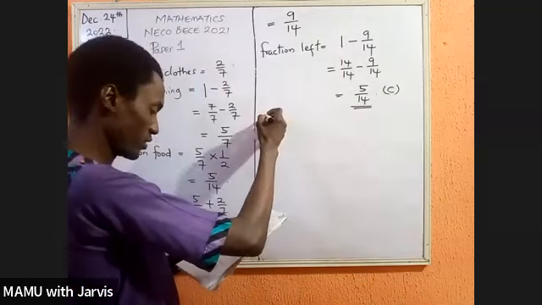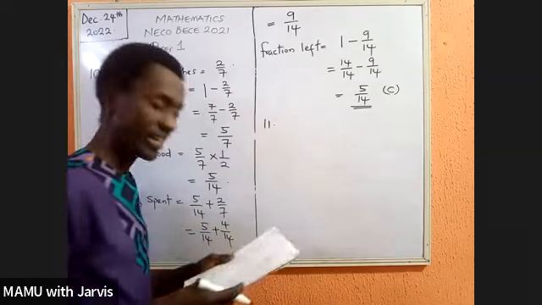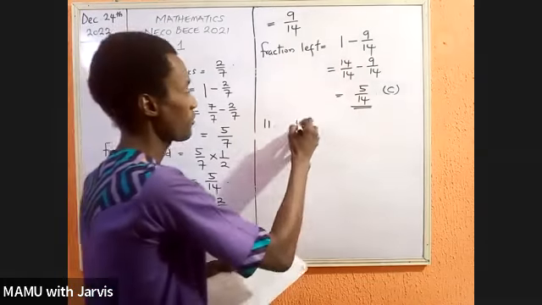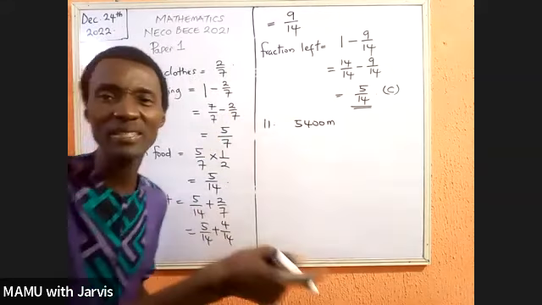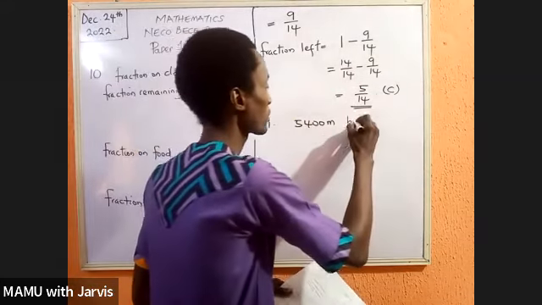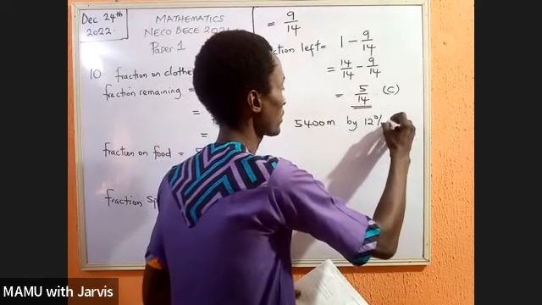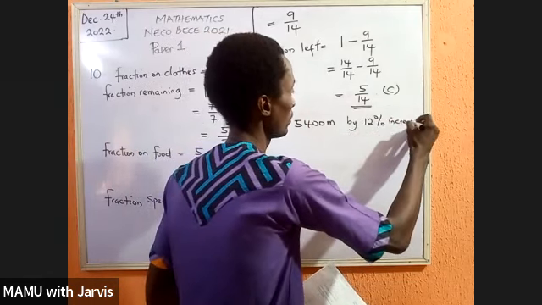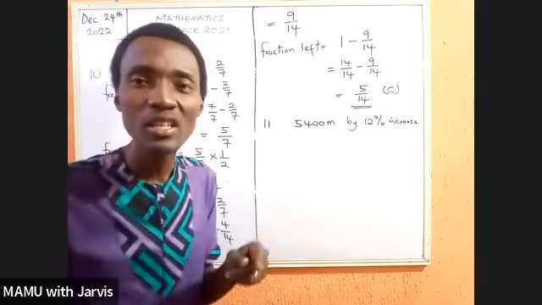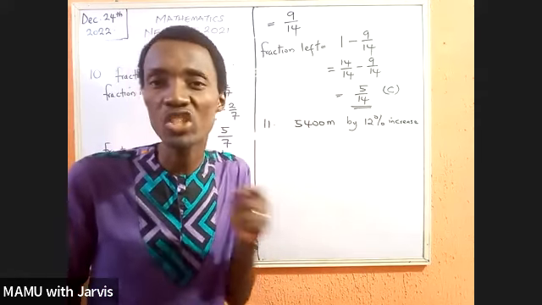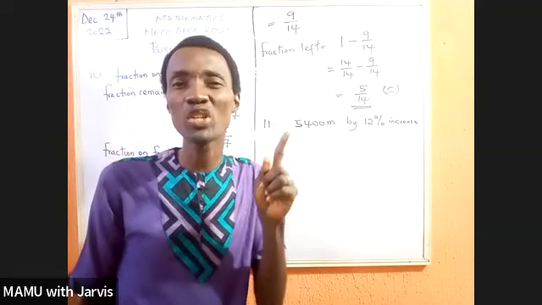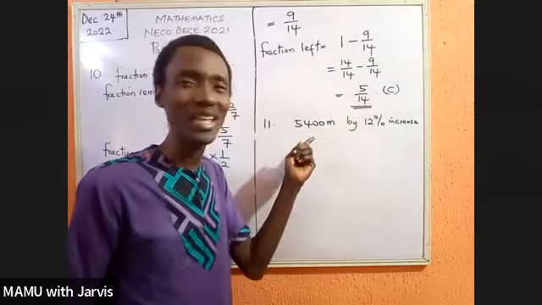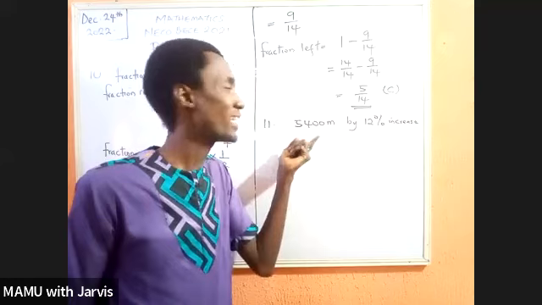Then we go to question 11. It said increase 5,400 meters by 12%. A 12% increase. To increase is to go above the original. To decrease is to go below the original. So if this were to be the original, my final answer will be higher than this.